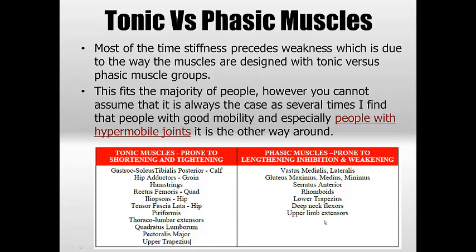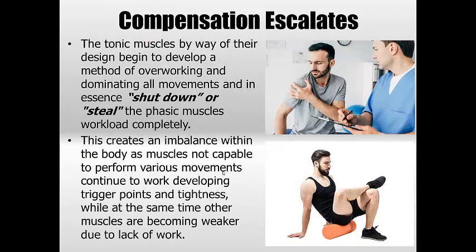But it's really these ones that are the key to unlocking everything. You can regain the strength, and then it turns these ones down. All right, the hard part is how do you do that without turning them up, and that's where it gets messy. All right, so compensation escalates when the tonic muscles, by way of their design, just continue to overwork, dominating all the movements, basically stealing the work from the muscles.